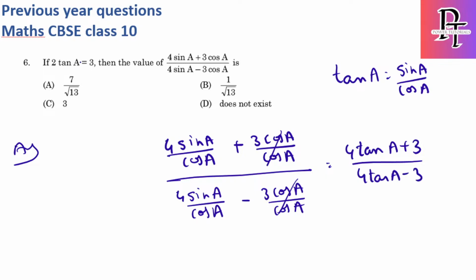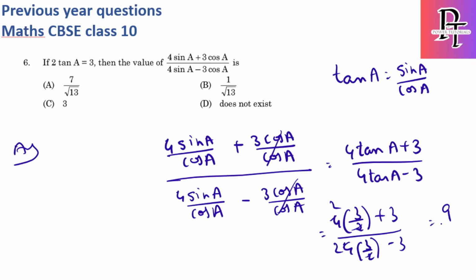Tan A value is 3 by 2. Substitute the value here. 4 into 3 by 2 plus 3 by 4 into 3 by 2 minus 3. 2 ones are 2, 2 twos are 4, 2 threes are 6, 6 plus 3 is 9. 2 threes are 6, 6 minus 3 is 3. So the value is 3. Let's go to the next one.